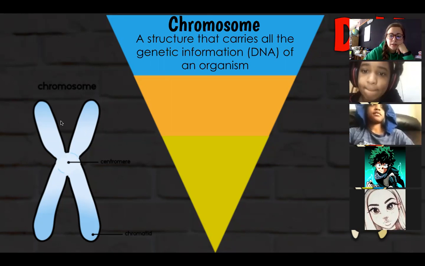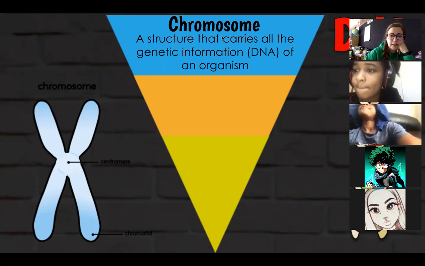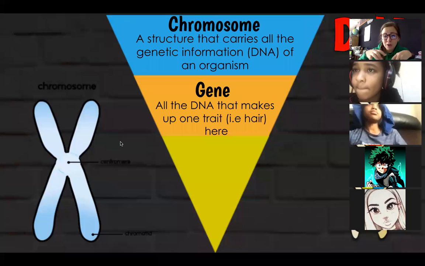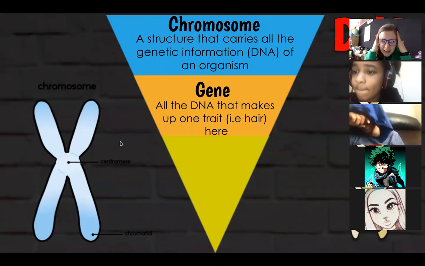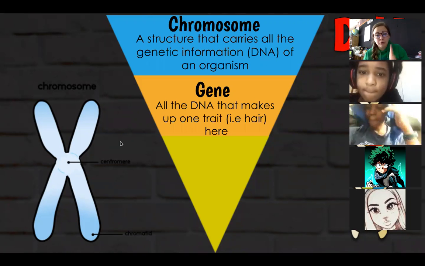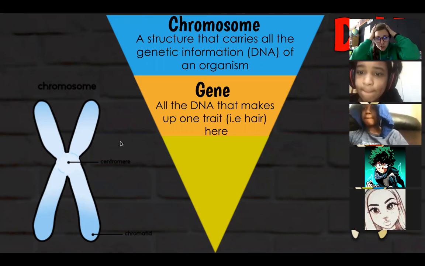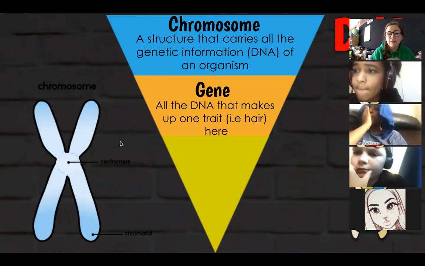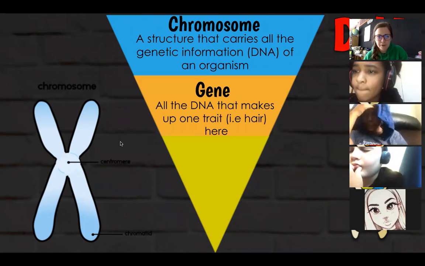So all of your cells have these. Now, on the chromosome are genes, and that is a DNA that makes up one trait. So if you have black hair, that means that you have a gene for the black hair trait. If you have brown hair, that means you have a gene for the brown hair genetic trait. If you have blonde hair, that means you have the gene for the blonde hair genetic trait.